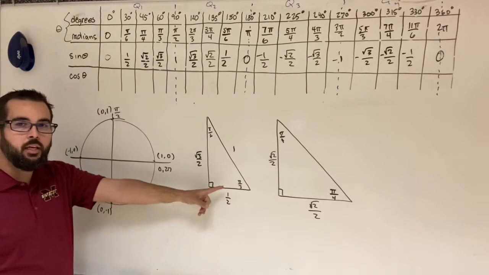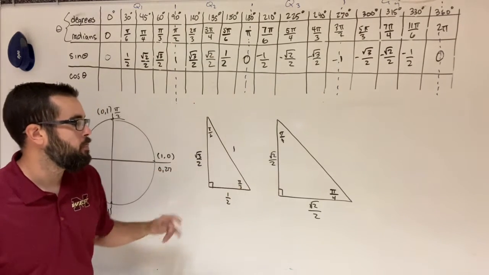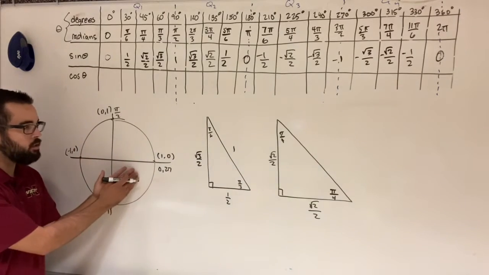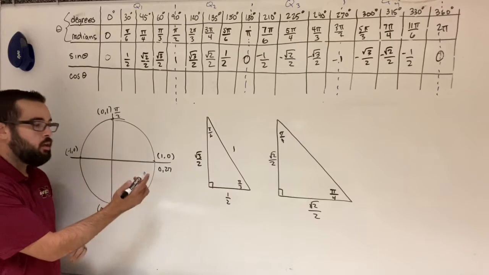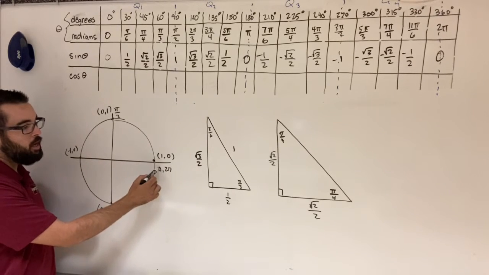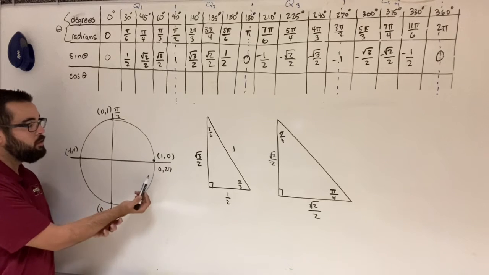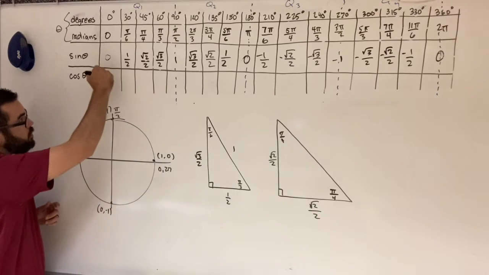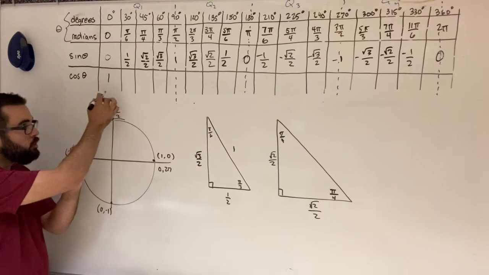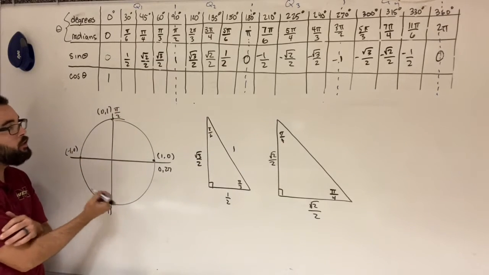So obviously we can't use our triangles here. So what can we use? Well, we can use the circle. So the cosine of 0 is going to be the x value at 0 degrees or 0 radians. So the x value is 1, so the ratio is 1, I should say. And then let's go from there.